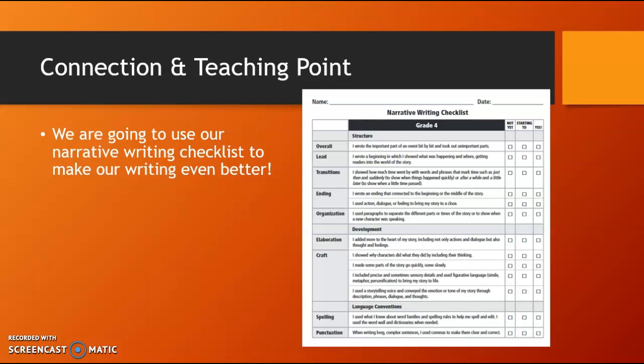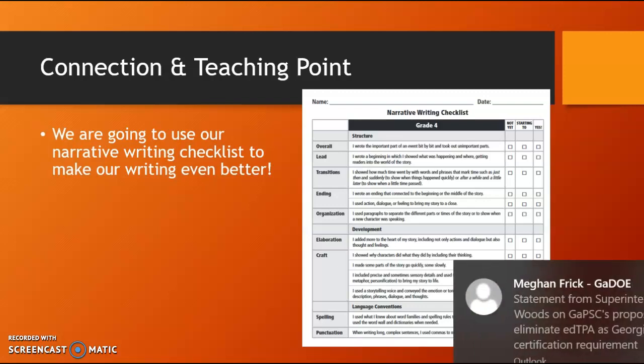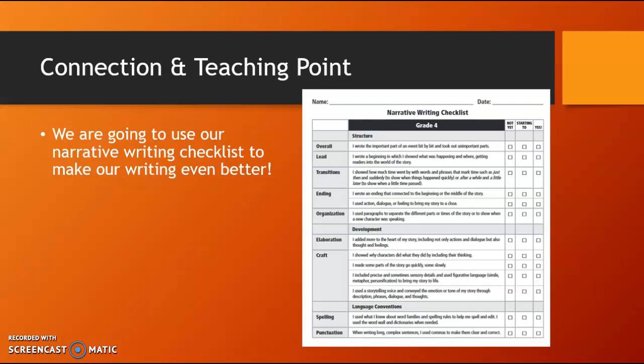And I don't know about you guys, but whenever I'm trying to make something better or whenever I'm trying to do anything at all, I like to have a to-do list or a checklist. It just really helps me to focus what I can do to make it better. Because if you just tell me to go back to my writing and make it better, well, I've already done that. I've already thought that I've done that. I've already made it the best that I thought it could be. But when I have a checklist or a to-do list, I can be a little bit more focused on what exactly I need to do to make my writing better.